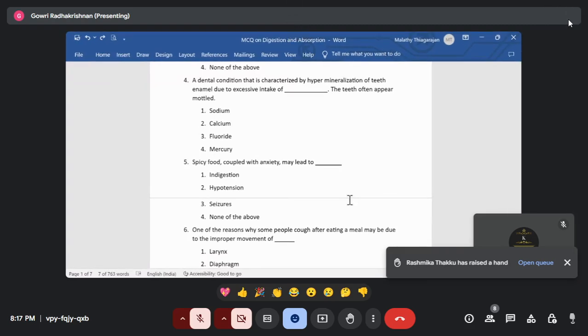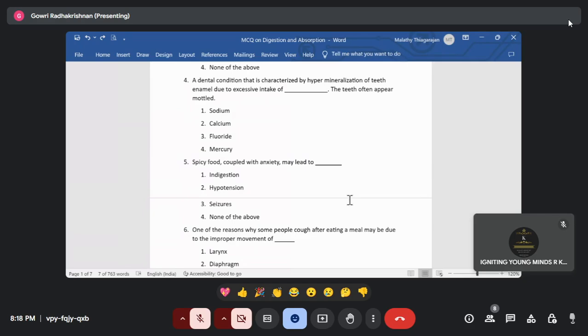Fluoride, yes. See, when the gums and the teeth are appearing, at that stage, when they are given excess fluoride, then excess mineralization of the teeth enamel happens. So the teeth often appear mottled. You can see something deposited on them. That is because of the fluoride.